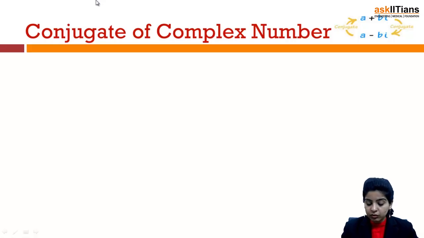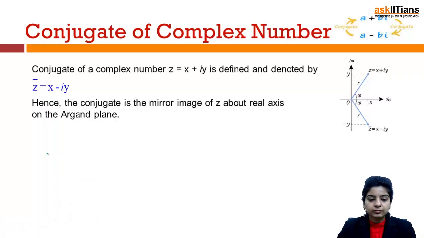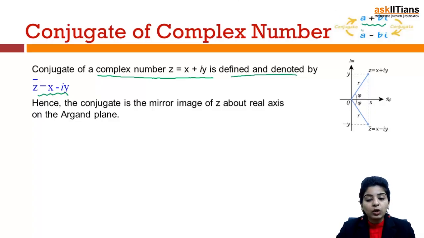So what do we mean by this concept, that is conjugate? Conjugate of a complex number z equal to x plus iy is defined and denoted by z bar is equal to x minus iy. You can see it from here. If you have a simple complex number, that is a plus ib, then what would be its conjugate? If you are required to find out the conjugate of that particular complex number, what you will do is you will just change the sign of the imaginary part.